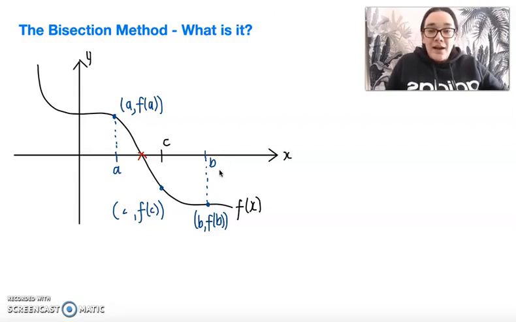Alright. So now what we do is we're going to investigate. Okay, let's take a look at this interval between c and b.